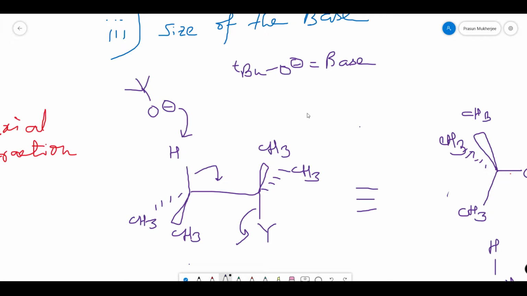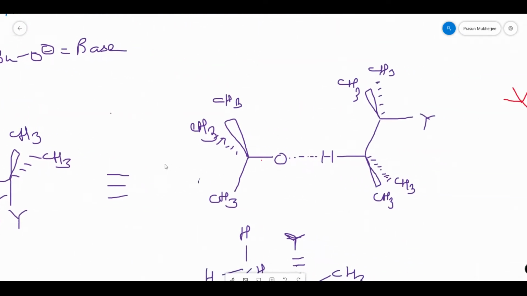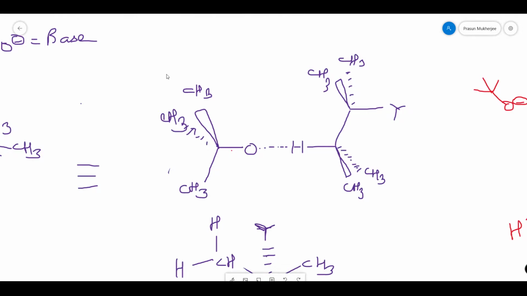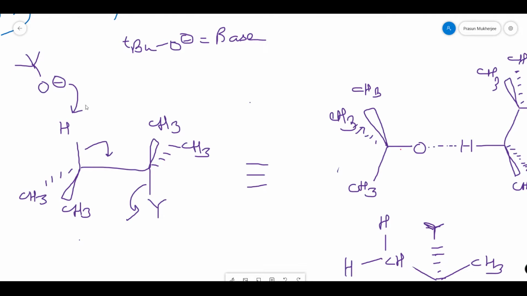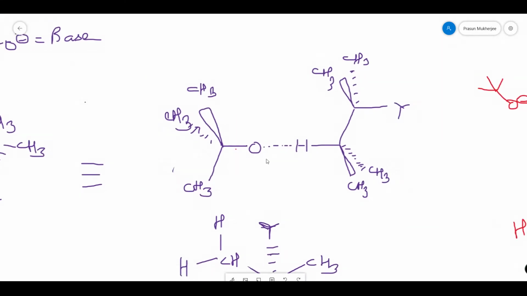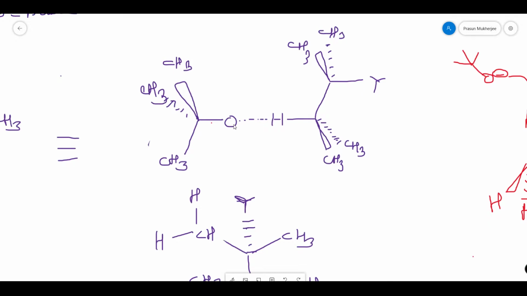Okay, let's draw this structure in a different way. So this is the projection of exactly this interaction, of this tertiary butoxide and this molecule. Both these are same. So in this case you can see that the oxygen, hydrogen and these two carbon atoms will lie in a single line, and the rest of the groups will lie like this. These three methyl groups will be situated like this.